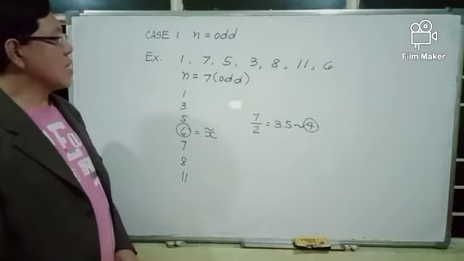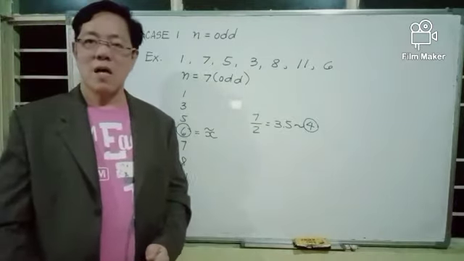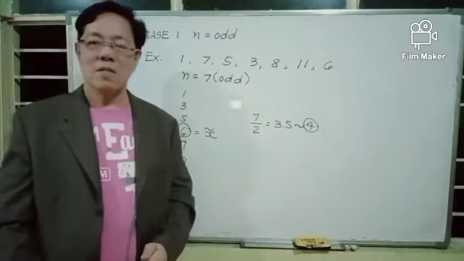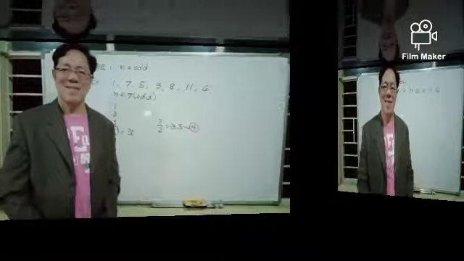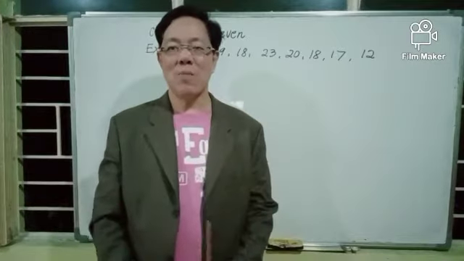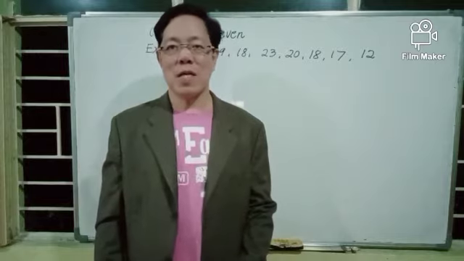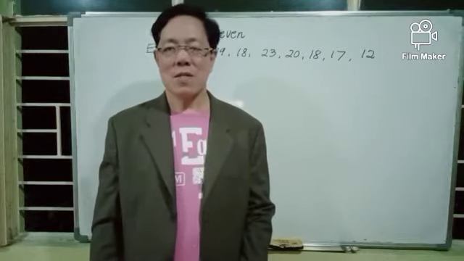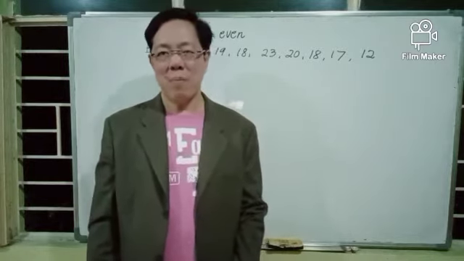For case 2, we take the sample size as an even number of values or observations. We consider the case where the number of observations or values in the given set of data is an even number. Consider the following set of numbers. We have 25, 19, 18, 23, 20, 18, 17, 12. And we have 1, 2, 3, 4, 5, 6, 7, 8 values. And the sample size n is 8. And 8 is an even number.